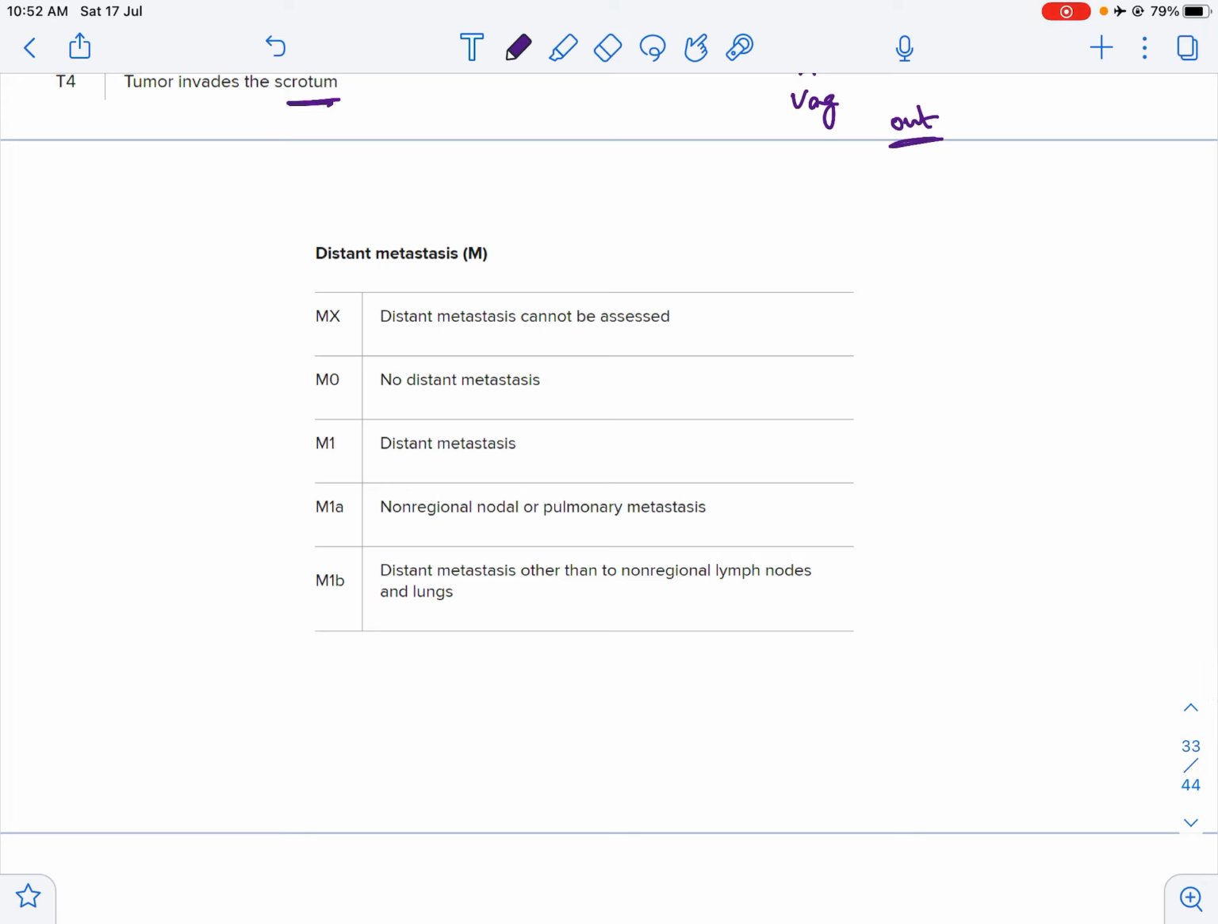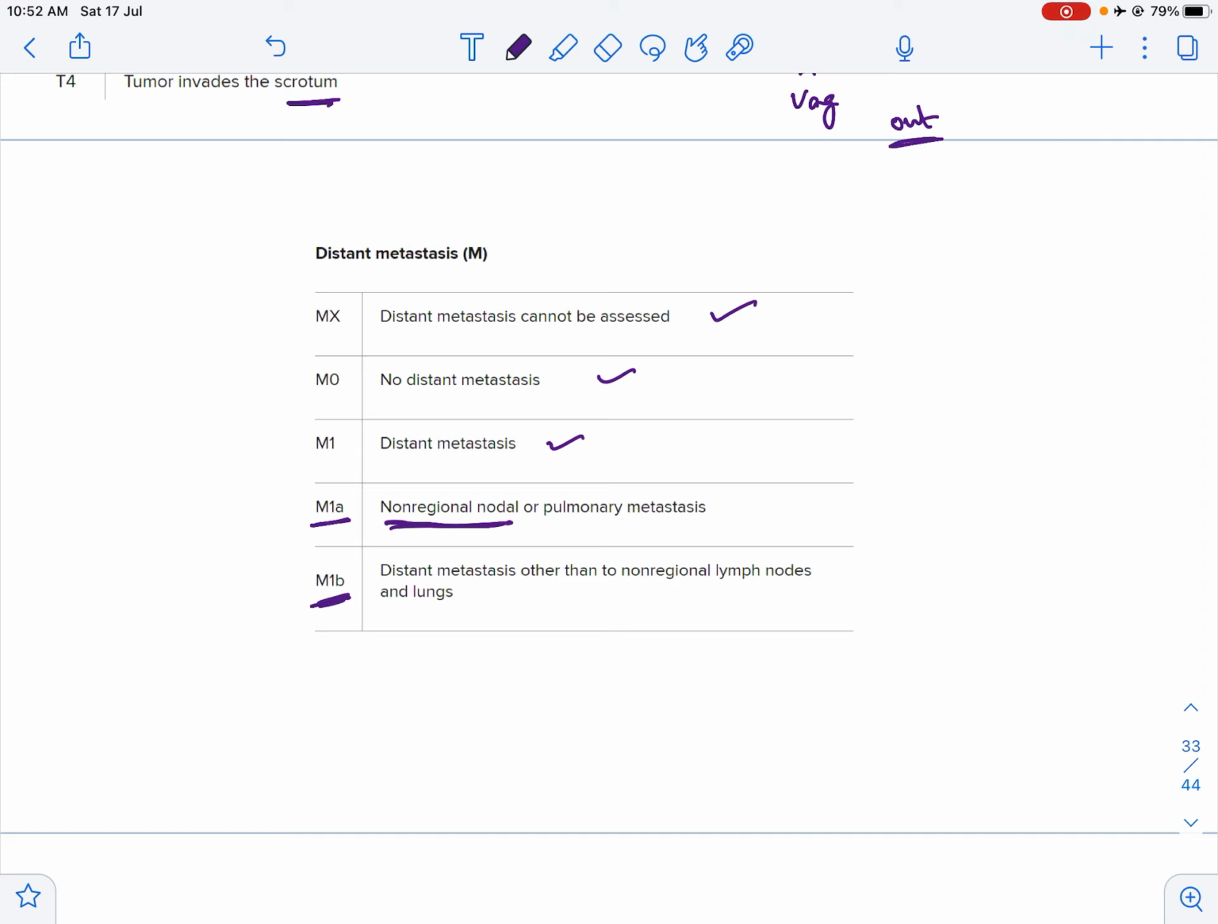Distant METs: M0 is no METs, MX is where we cannot assess it, M1 means distant METs. M1 has two subdivisions, M1A and M1B. M1A means it is a non-regional nodal. That is, it is not in the region of the lymph nodes that usually drains, it is not in the lymphatic pathway of the testis, but it is in another region.